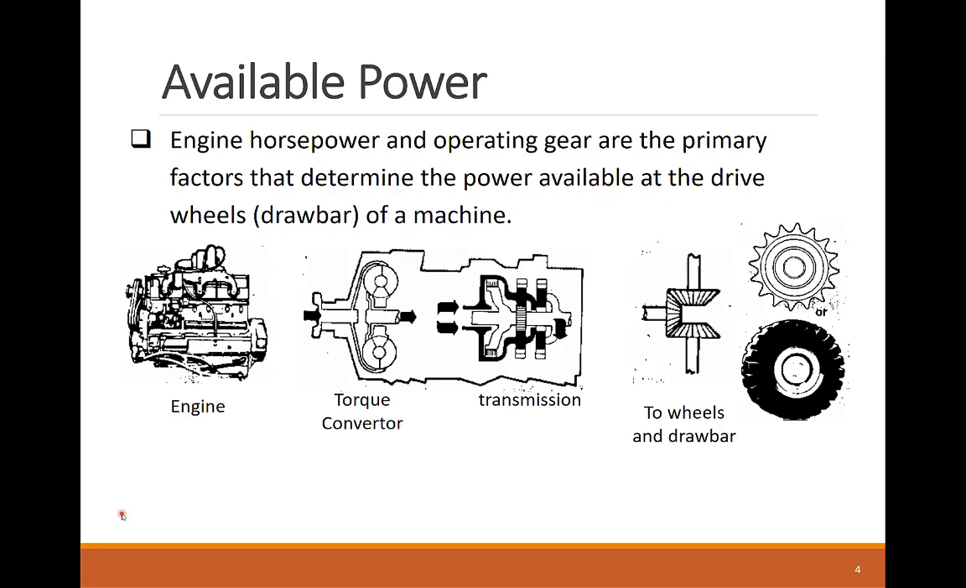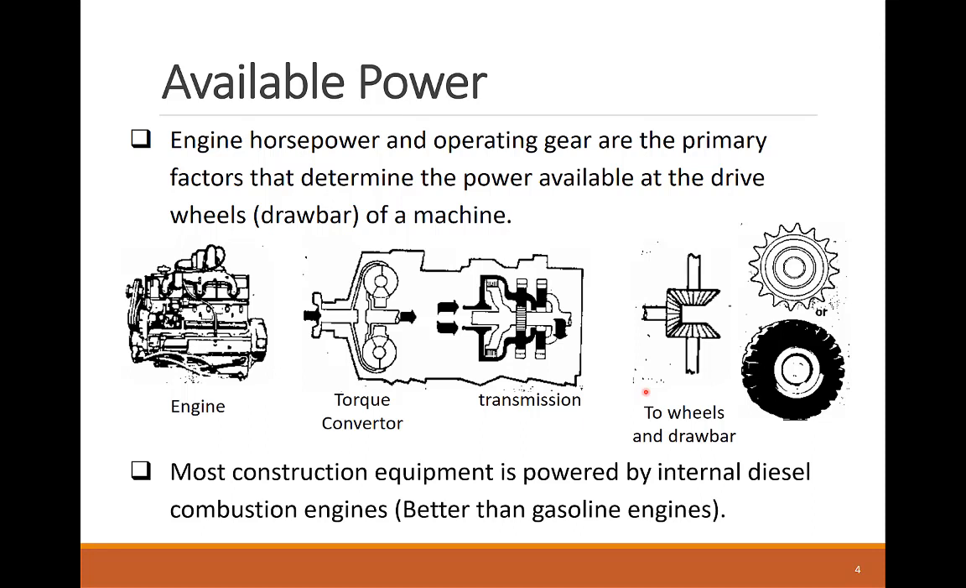Each equipment has available power for use in its whole travel, which is delivered from equipment engine to the torque converter, transmission, and finally to the wheels or the drawbar if the equipment is track mounted. Almost every equipment has diesel engines as they are more efficient and cost effective than gasoline ones over the life cycle of the equipment.